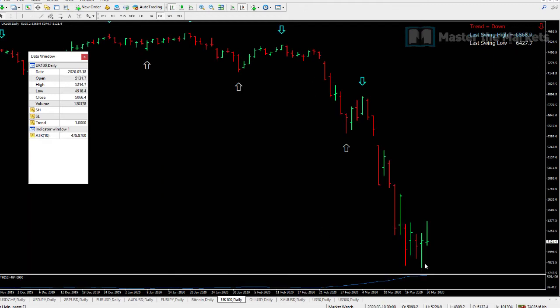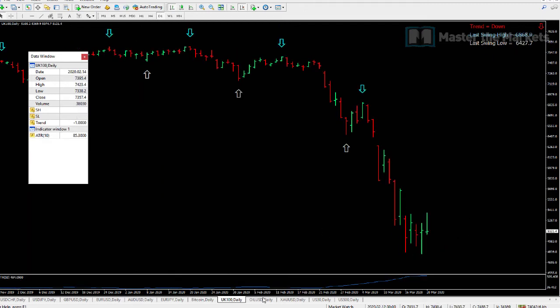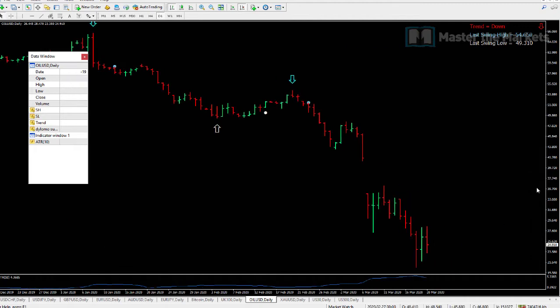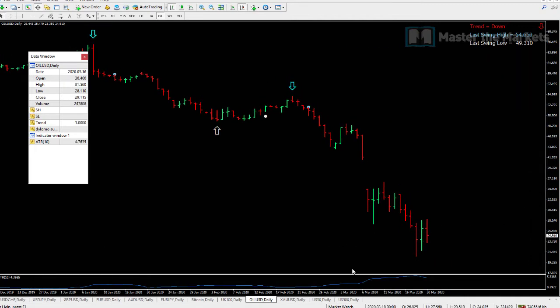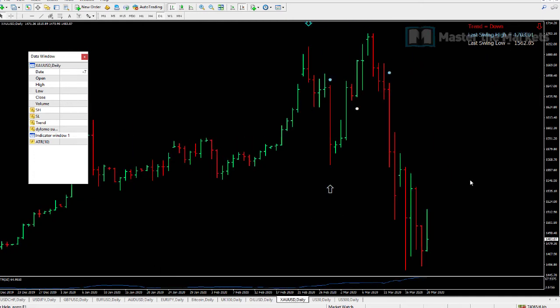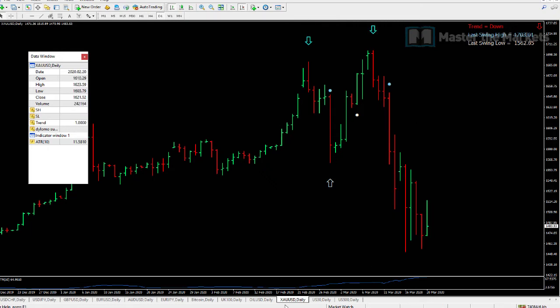FTSE 100 again, short, low is not confirmed, so I'll wait for that. Oil again, low is not confirmed as well. Wait for it as well, but trend is down. Gold down as well. 1483 has come back off its 1500 level. Wait for its low to confirm again.